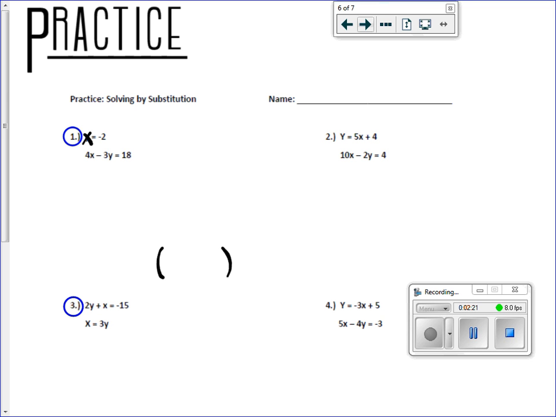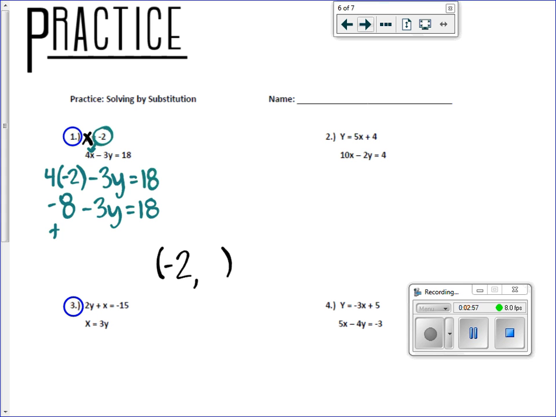Our answer is always going to be an ordered pair. So we already know that the x value is negative 2 before we do anything. So that means we're going to plug in negative 2 for x in that second equation. So 4 times negative 2 minus 3y equals 18. Now we're solving it like normal, because as long as you can get one equation to have just one variable, you can solve it. So this is negative 8 minus 3y equals 18.